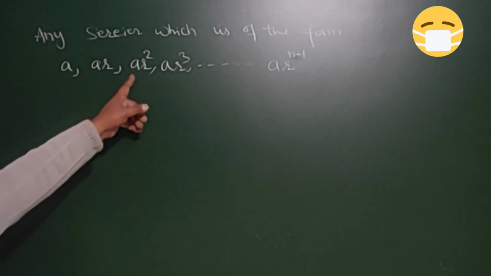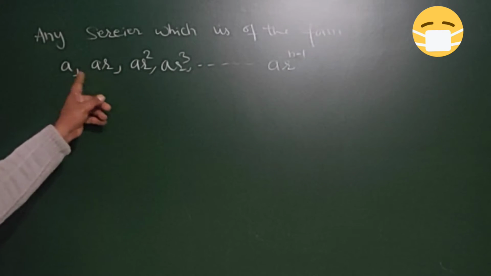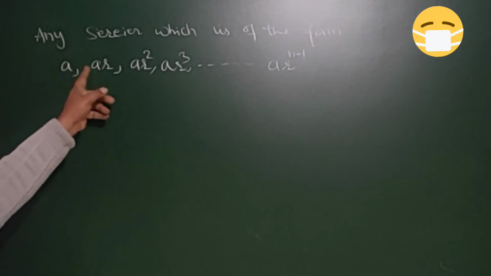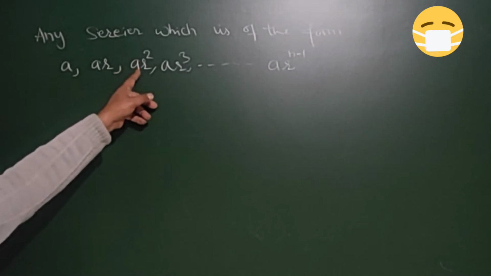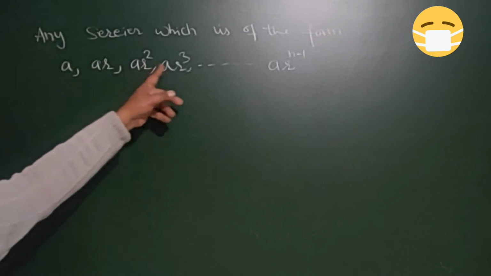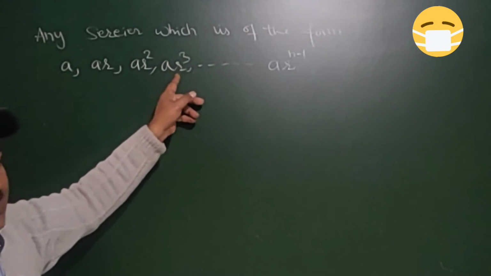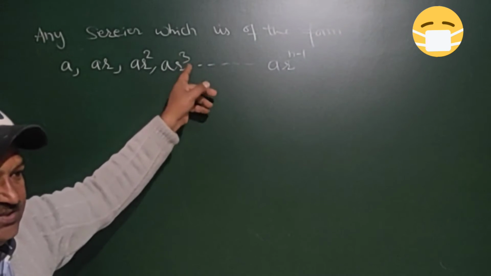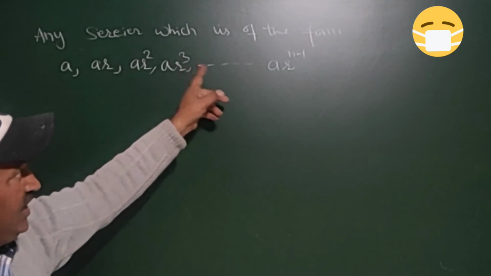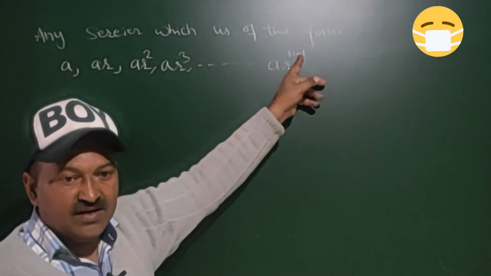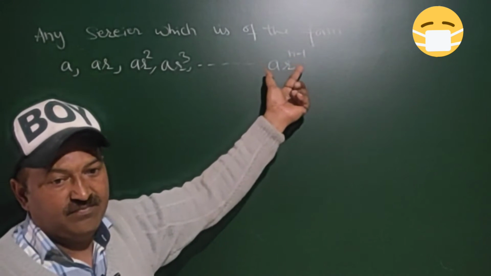There is a common ratio between them. First term is a, second term is a into r, multiplied by r. Again multiplied by r, we get ar square. Again multiplied by r, we get ar cube. Ar cube is the fourth term. Here it is 3 if it is the fourth term, and here it will be n minus 1 if it is the nth term.